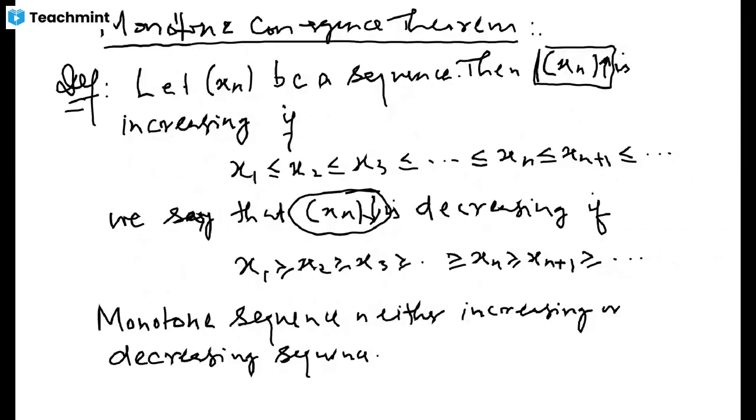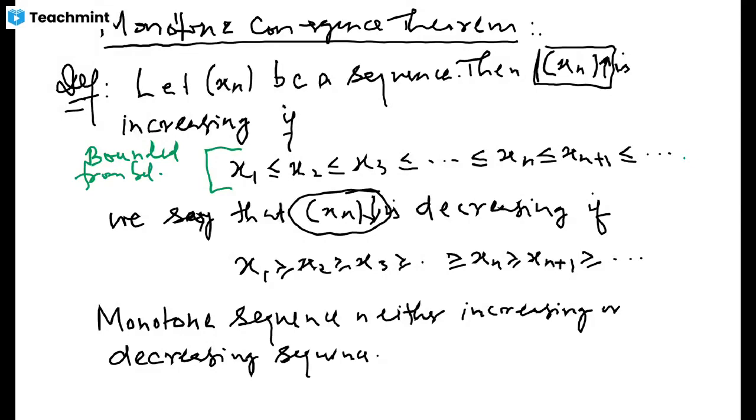Now, as other observations that can be seen from the definition of an increasing sequence, clearly x1 is the lowest among all the terms of this increasing sequence. So x1 is a lower bound for this sequence. So an increasing sequence is always bounded from below.